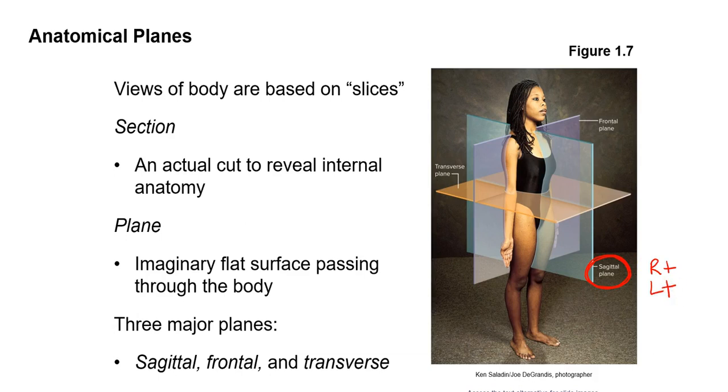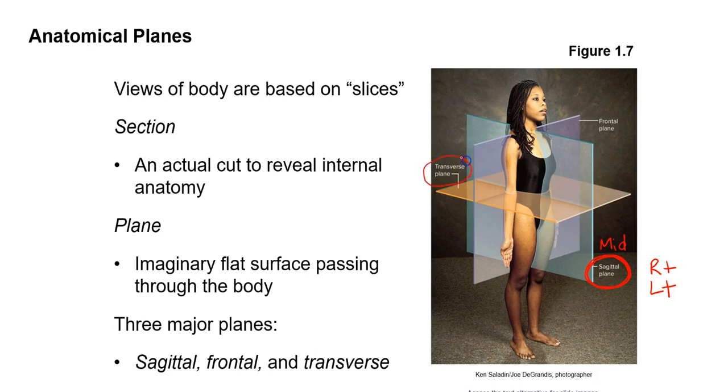This picture actually represents what we call the mid-sagittal plane because it's dividing her into perfectly equal left and right halves. We could move this piece of glass slightly to the patient's right or the patient's left, and it would still be a sagittal plane, but not a perfect mid-sagittal plane.